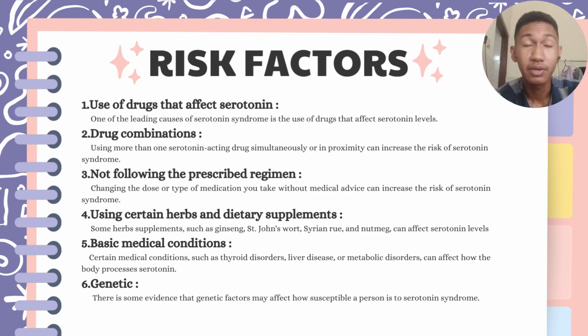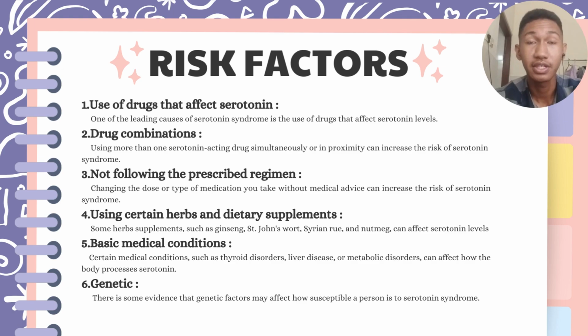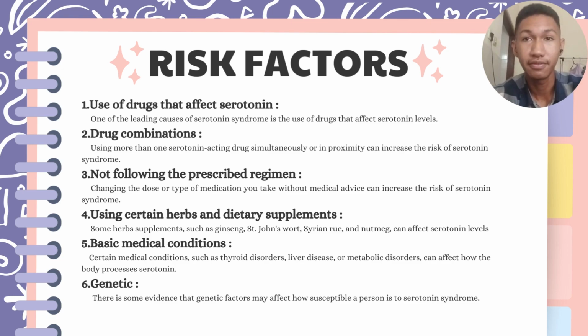There are several risk factors that may increase the risk of patients suffering from serotonin syndrome. The first one is use of drugs that affect serotonin. One of the leading causes of serotonin syndrome is the use of drugs that affect serotonin level. The second is the drug combination. Using more than one serotonin-acting drug simultaneously or in proximity can increase the risk of serotonin syndrome.